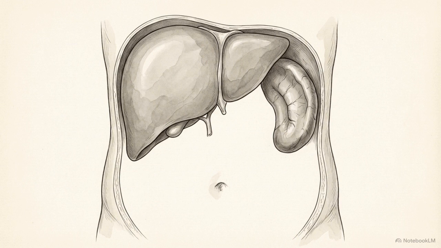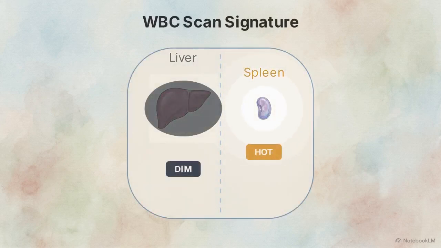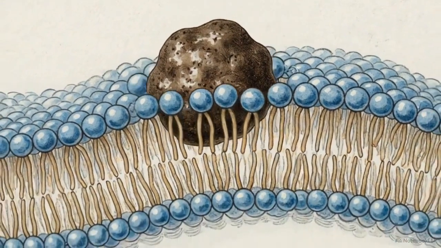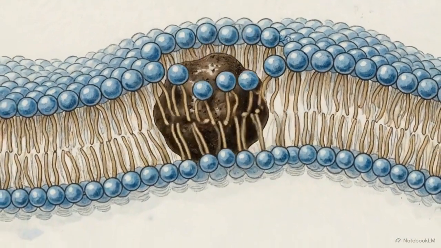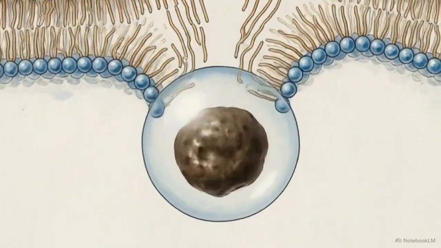Focusing on the abdomen requires assessing the ratio of uptake between the liver and the spleen. For white blood cell analogs, the spleen will always appear hotter than the liver. At the cellular level, indium oxine is lipophilic. This allows it to passively cross the neutrophil membrane before it is permanently trapped inside via phagocytosis.